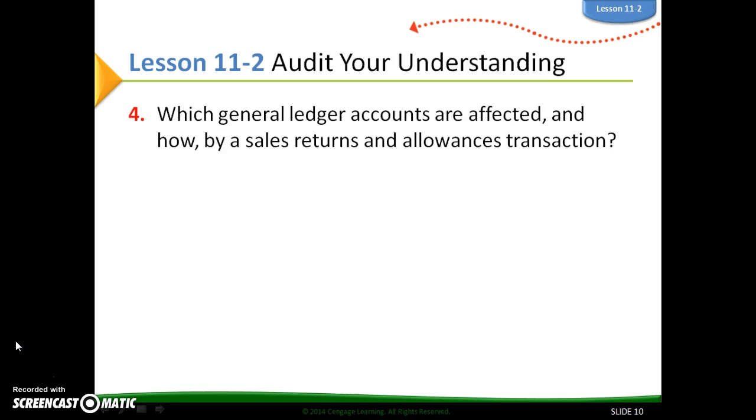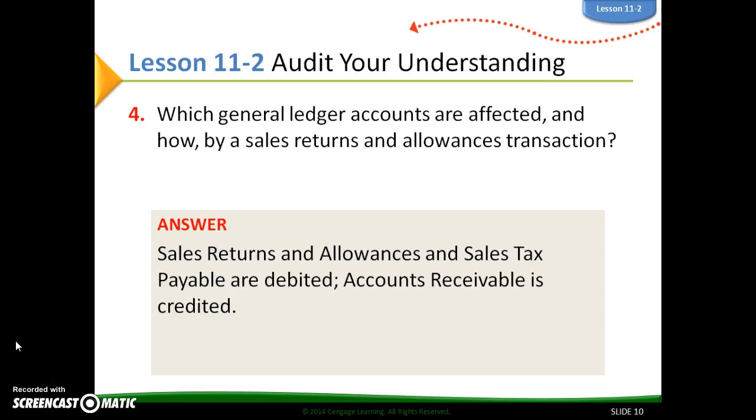Which general ledger accounts are affected and how by sales returns and allowances? So sales returns and allowances and sales tax payable are going to be debited, and then the accounts receivable is going to be credited. All right, that is it.